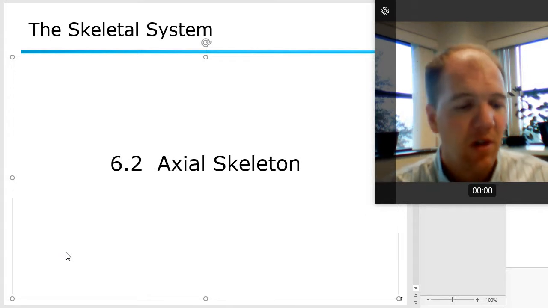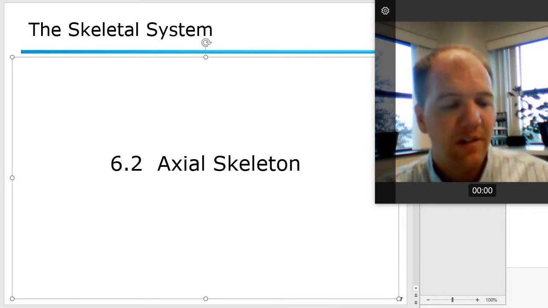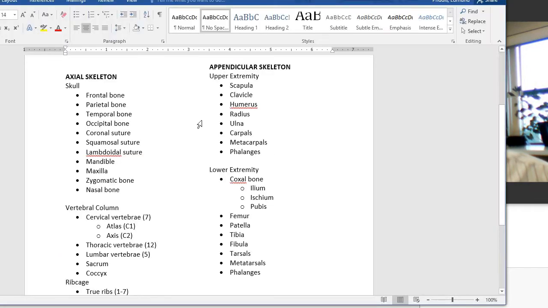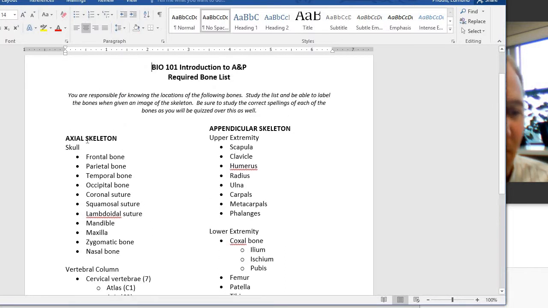So what I'm going to do is focus on the list of bones that you need to know for the quiz. You can find this list on Blackboard and on Connect. I encourage you, if you haven't yet, to download it and start looking through and learning these bones. These are the bones you're going to see on the quiz. Now there's two lists here.